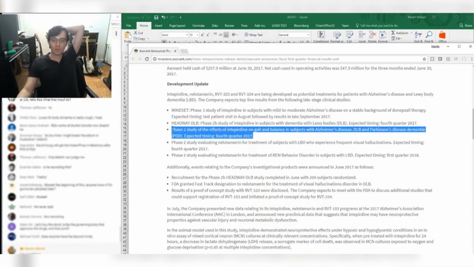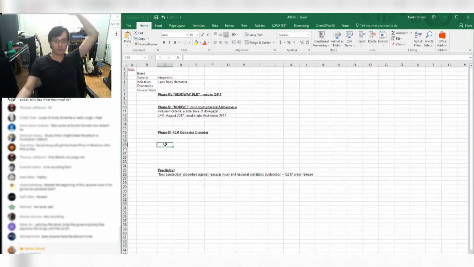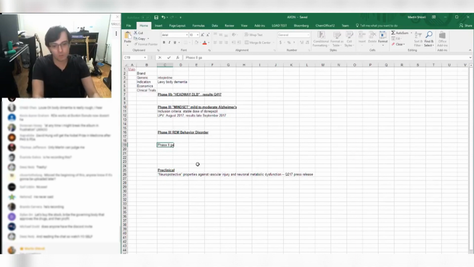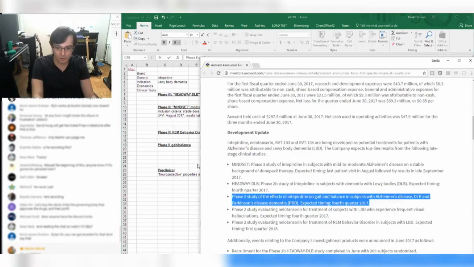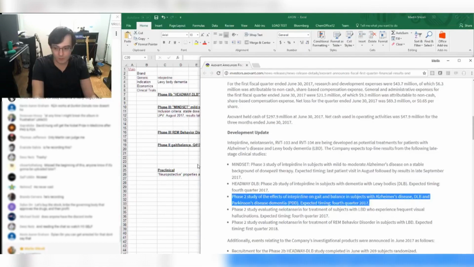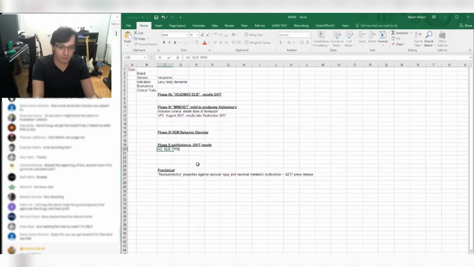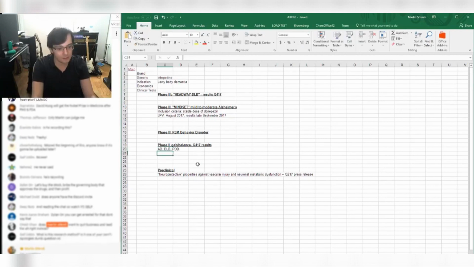So it looks like they have a gait and balance study in various different illnesses, which is kind of interesting. Gait means walking, basically the manner of your walking, which is often impaired. Let's see. DLB, PDD, Parkinson's disease dementia.